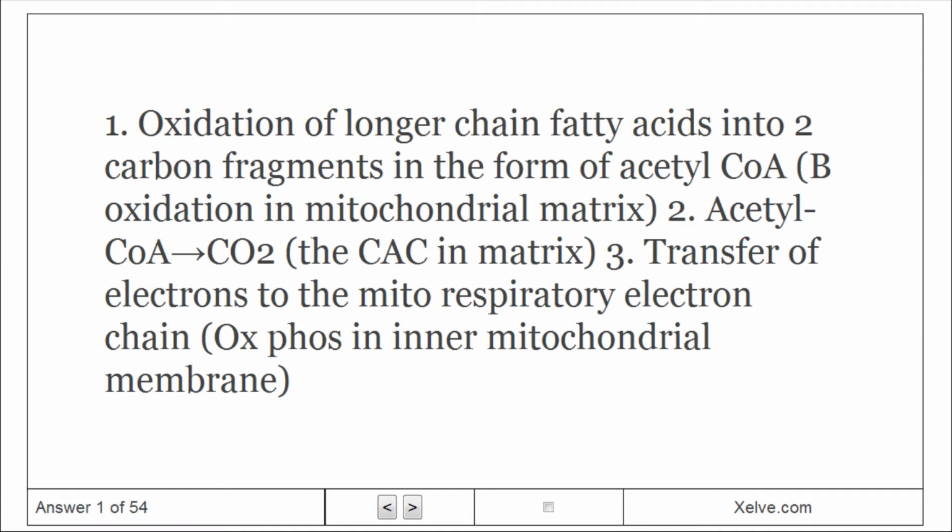One, oxidation of longer-chain fatty acids into 2-carbon fragments in the form of acetyl-CoA, in the mitochondrial matrix. Two, acetyl-CoA to CO2 in the citric acid cycle, in the matrix. Three, transfer of electrons to the mitochondrial respiratory electron chain, OXPHOS, in the inner mitochondrial membrane.